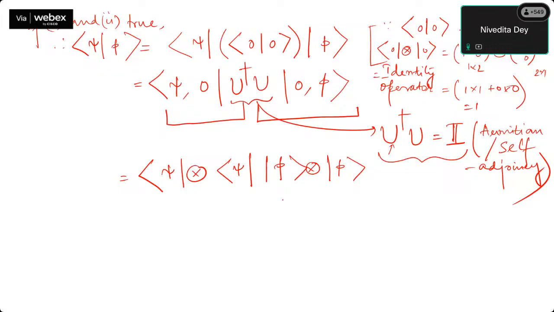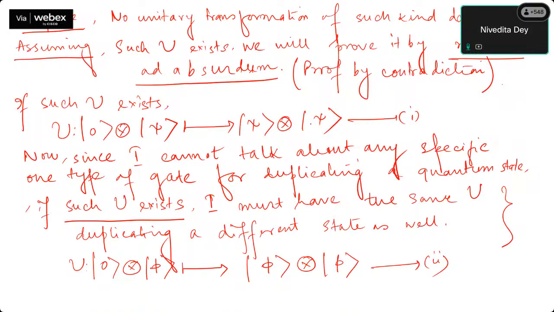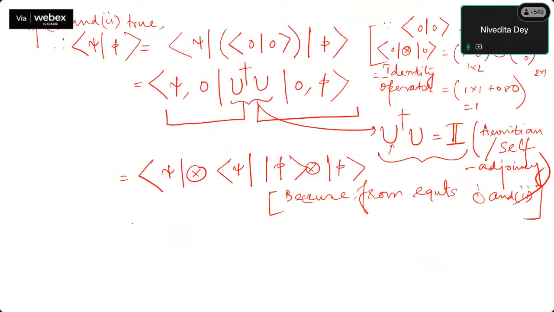And why can we write that? Because from equations 1 and 2, this is something that we were assuming to be true. So U0 psi will make it psi psi, and U0 phi will make it phi phi. If that is true, then we can write it in this way, the inner product of psi phi, squared.